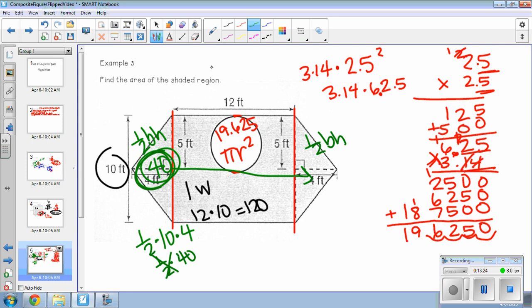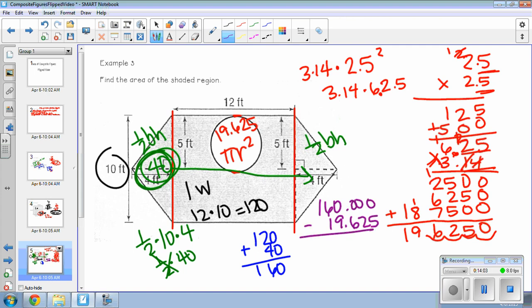So now we're to our final step where we're adding and subtracting everything together to get the area of our composite figure. So I'm going to add up the 3 pieces that I need, the 2 triangles and the rectangle there. So 120 plus 40 is 160. And then I'm going to take 160 and subtract out the 19.625 of our circle to get our final area of this composite figure.